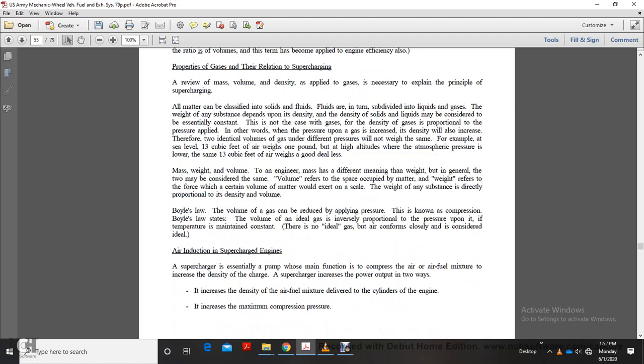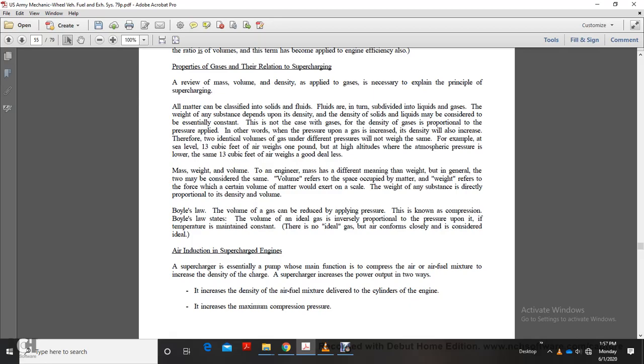A review of mass, volume, and density as applied with the gas is necessary to explain the principle of supercharging. All matter is classified as solid or fluid. The fluids are in turn subdivided into liquid and gas. If the weight of the substance depends on the density, solids and liquids may be considered to be essentially constant. This is not the case for the gases.